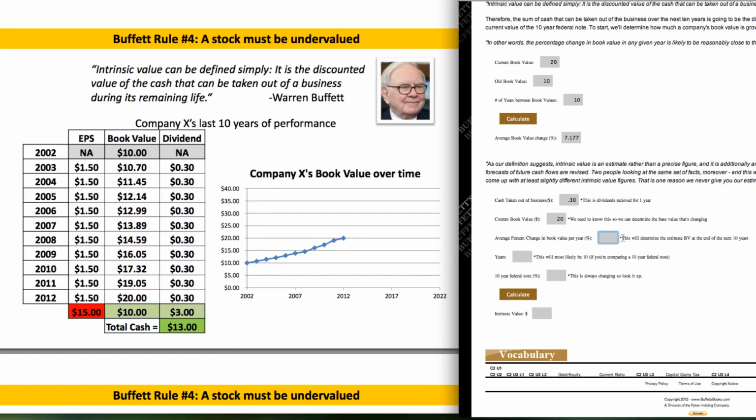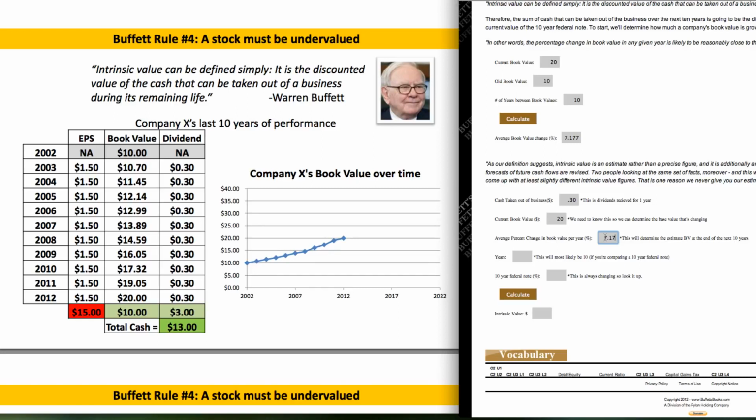The average percent change in book value per year. This is what we calculated above. We got 7.17, so we're going to go ahead and put in 7.17 because that's what we expect the book value to continue to grow at. This is where Warren Buffett says that any two people are going to come up with different figures. Or if you would go back to the dividends and say, well, I think 30 cents is maybe a little bit of a high estimate, or that's a low estimate. Maybe you might make a 35-cent dividend on average over the next 10 years.